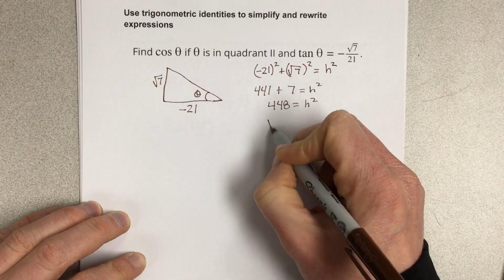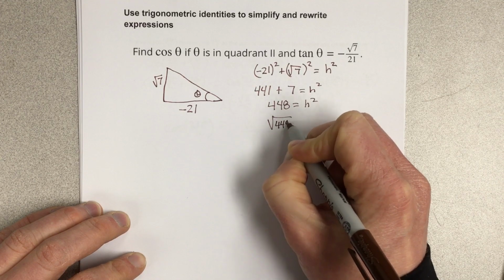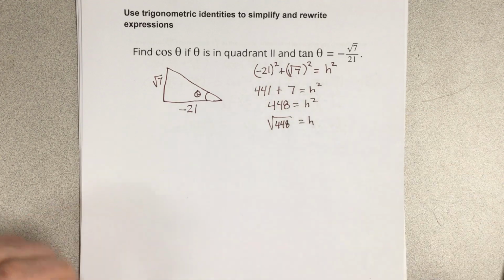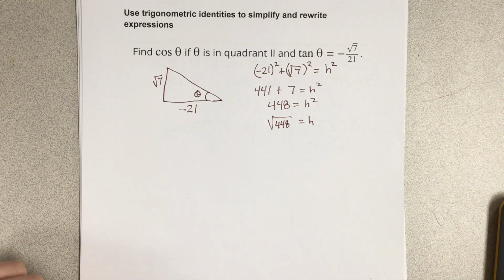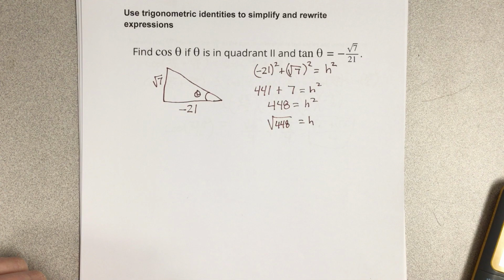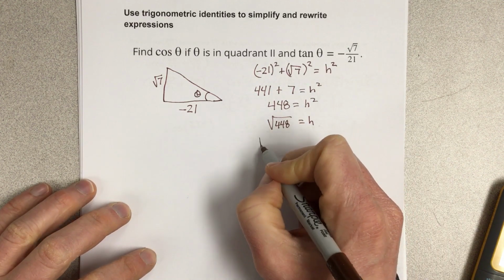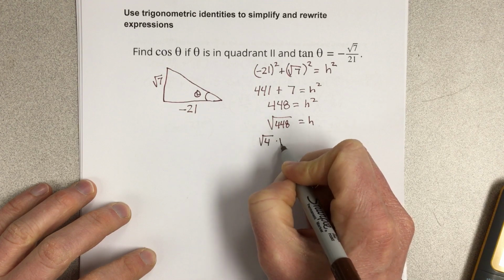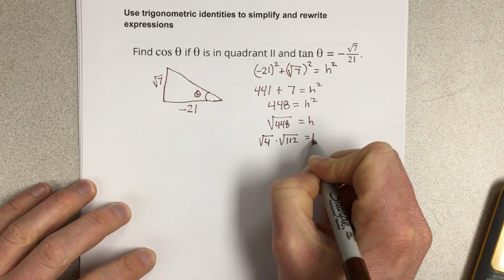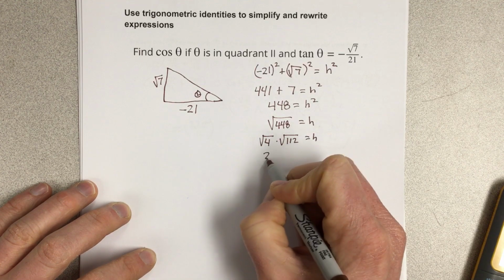Square root each side, you get root 448 equals h. Now let's start dividing 448. Well, we'll try to take the square root of 448 first. So second square root of 448 doesn't come out right. So we do 448 divided by 4, get 112. So I'm going to write this as root 4 times root 112, which would be 2 root 112.